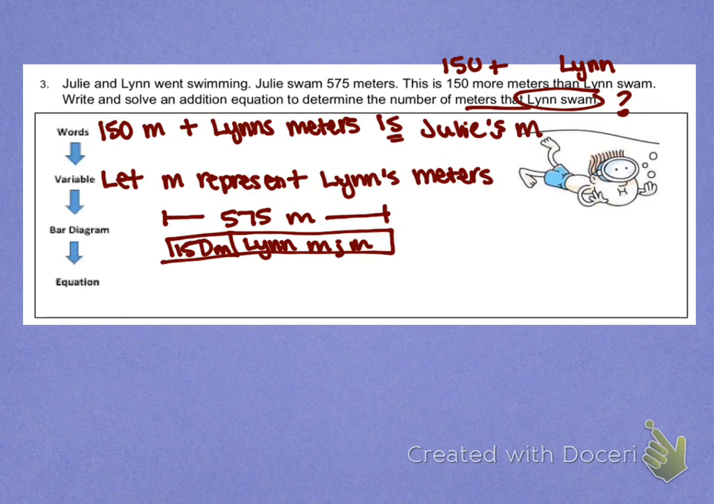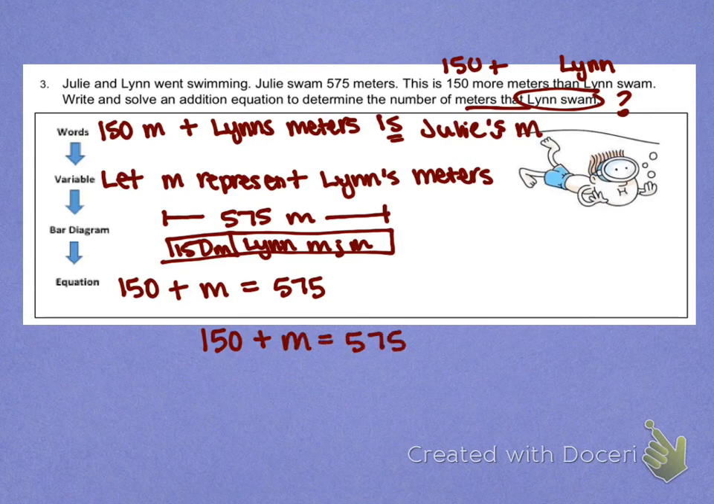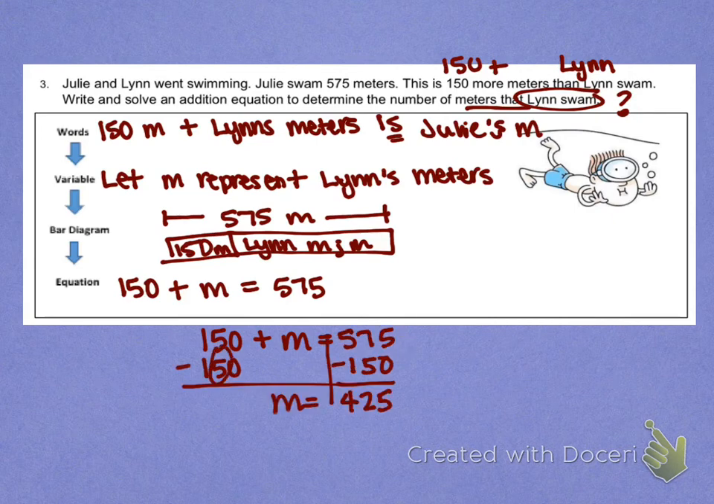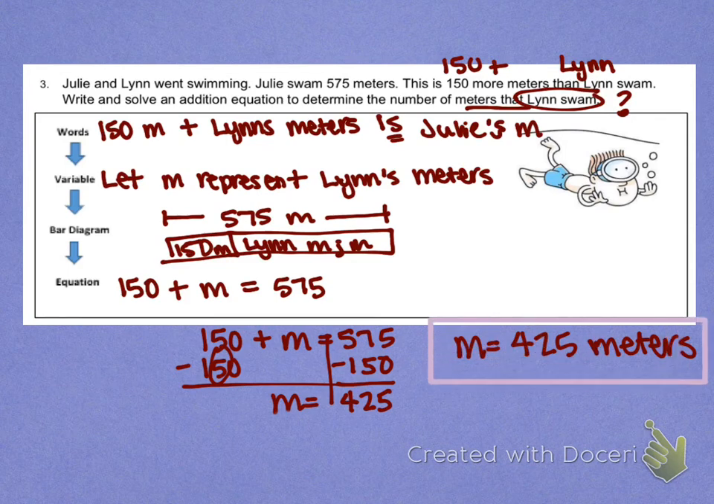So our equation would be to take 150 meters, add it to Lynn's, and that gives us a total of 575, which happens to be Julie's. Okay, so 150 plus M equals 575. I want you to press pause and solve that. Press play when you have finished. Okay, you should have gotten that M equals 425 meters. And that's how far Lynn swam.